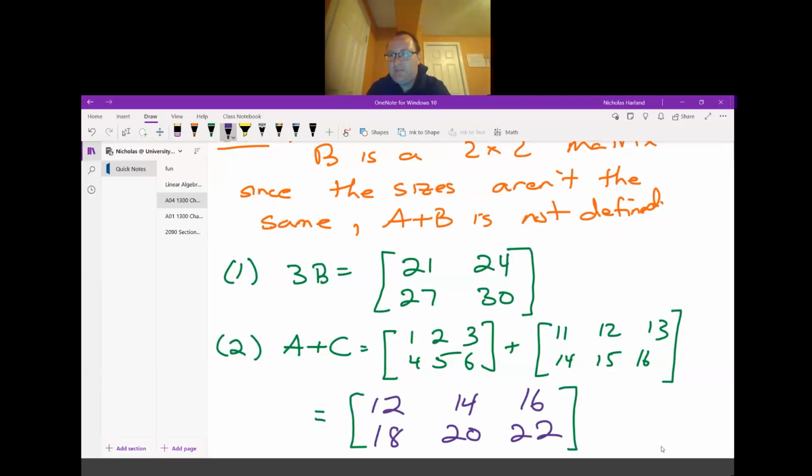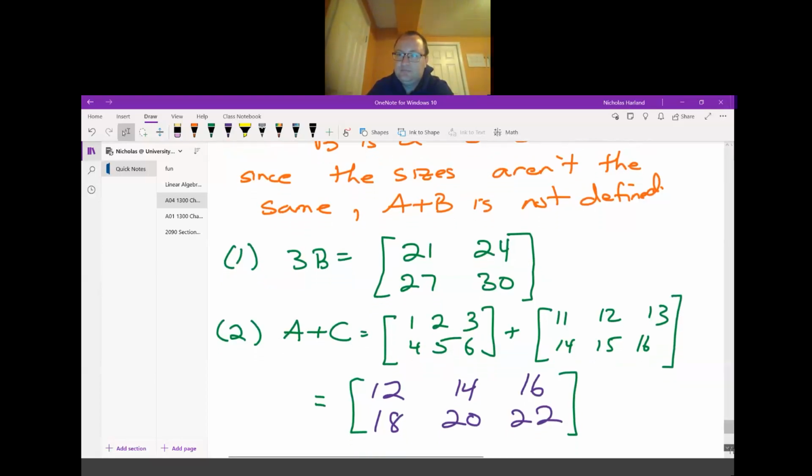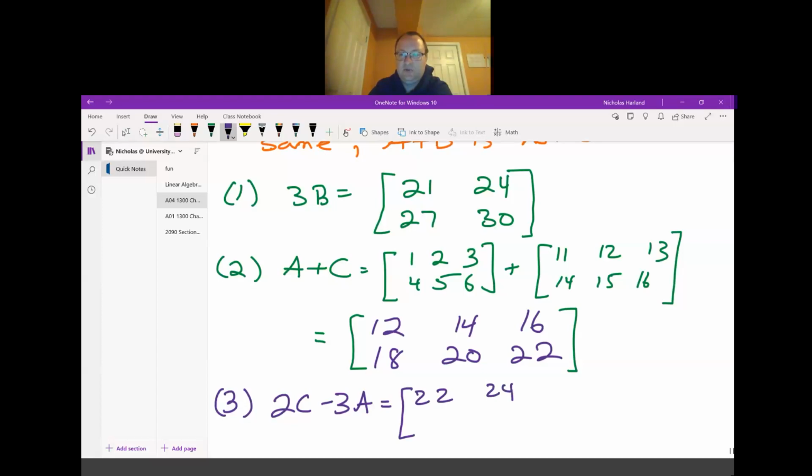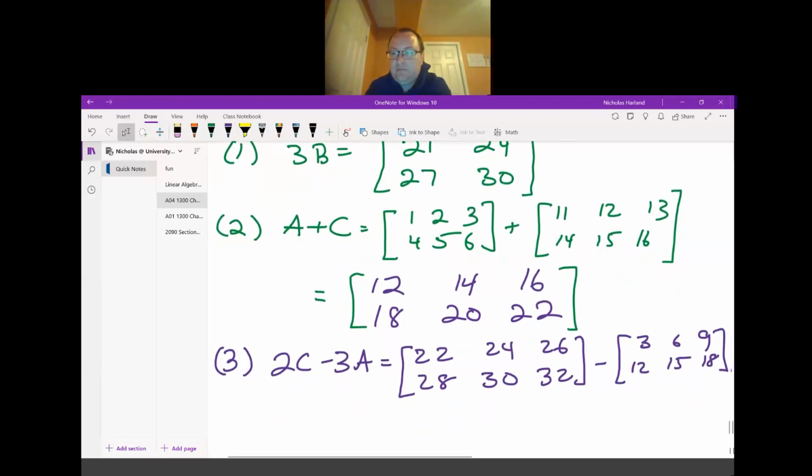Any questions about how we add matrices together? All right, for 2C minus 3A, now we're just combining them together. 2 times C: multiply everything in C times 2. And subtract 3 times A. So 3, 6, 9, 12, 15, 18. So any matrix can be multiplied by a constant.